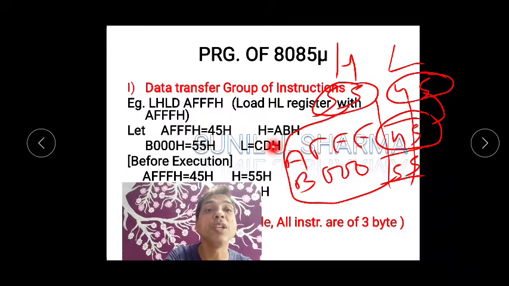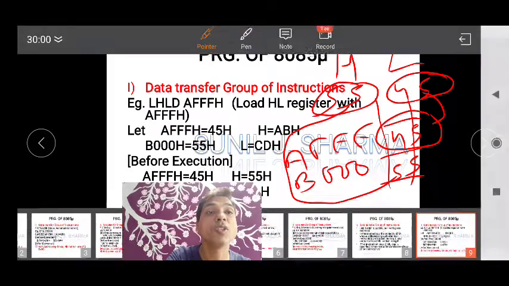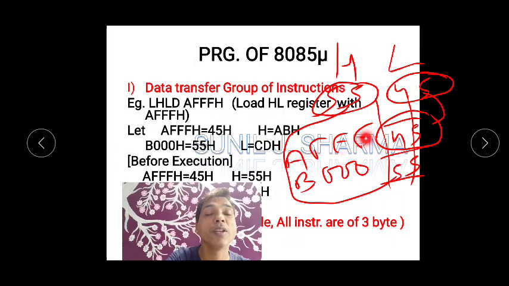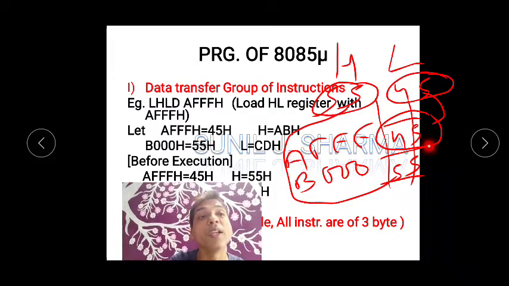So CD will be erased and the new value will be given to L, and the immediate next, that is B000, will be given to H. So the higher order will be holding the value which is not specified, the address which is not specified in the instruction, but it is immediately following that. So 55 will be stored in H and 45 will be stored in L.